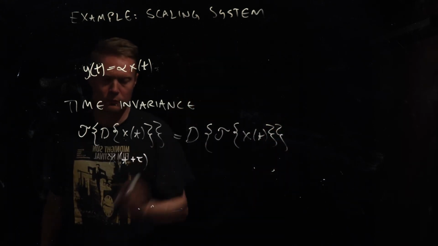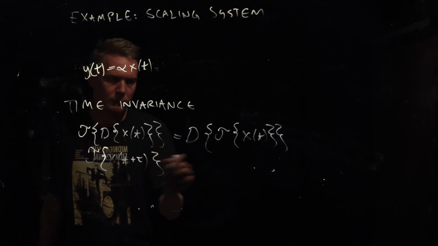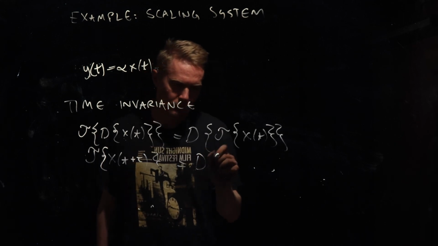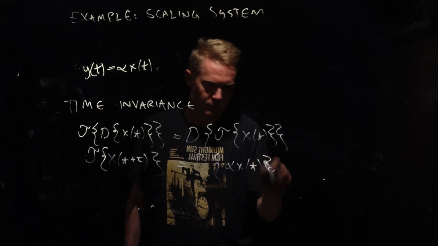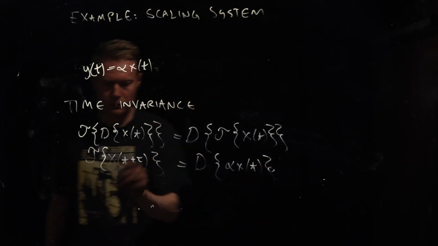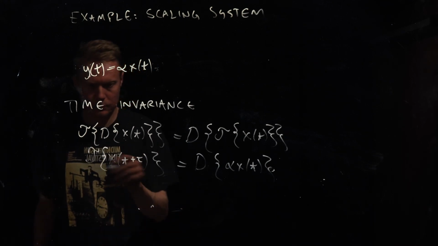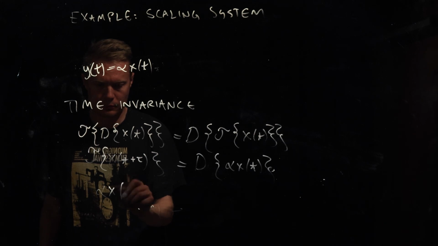Let's evaluate first the time shift operator D on the left-hand side, which results in x of t plus tau, a time shifted version of the input. And now let's evaluate the system definition on the right-hand side first. Now we're left with the outermost systems. On the left-hand side we have the system definition T, and on the right-hand side we have a time shift D.